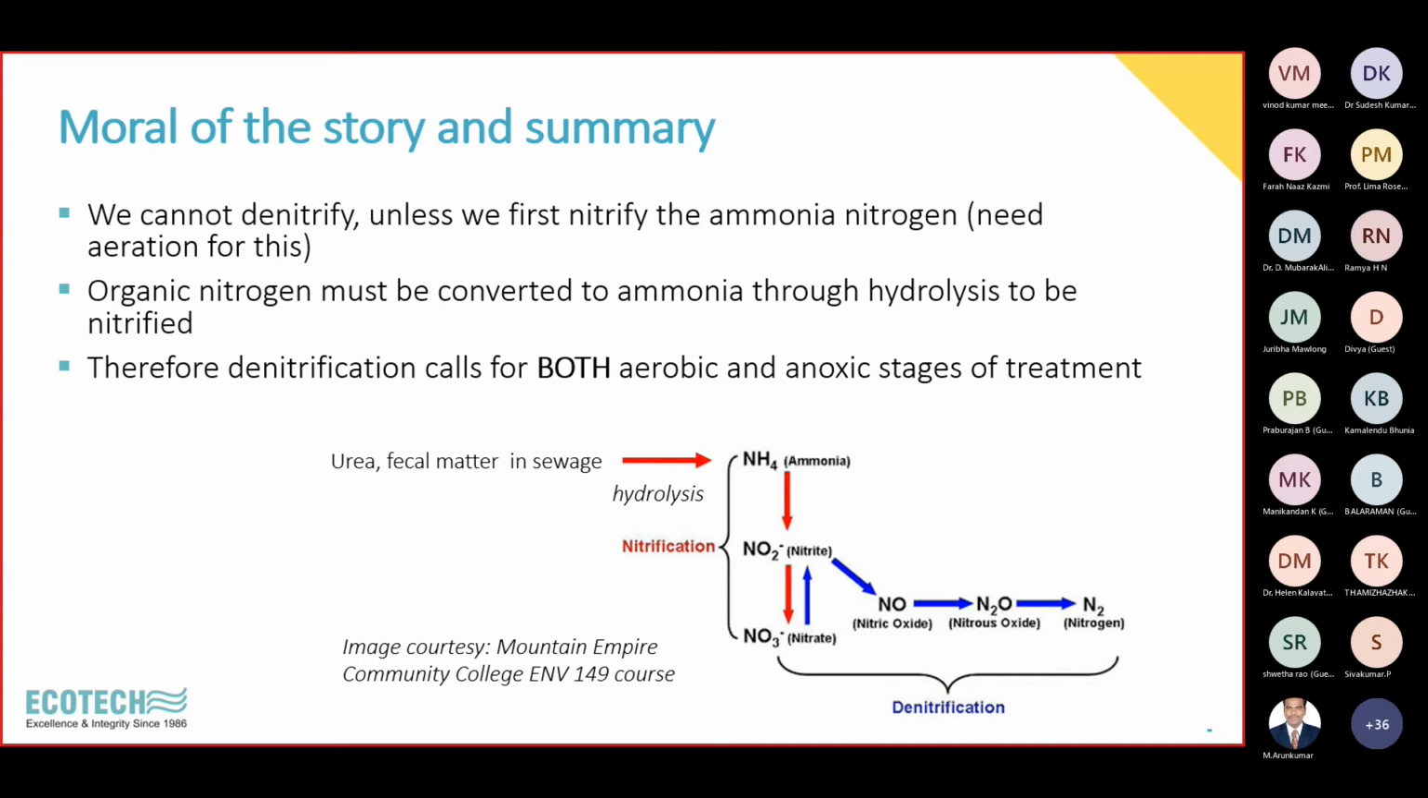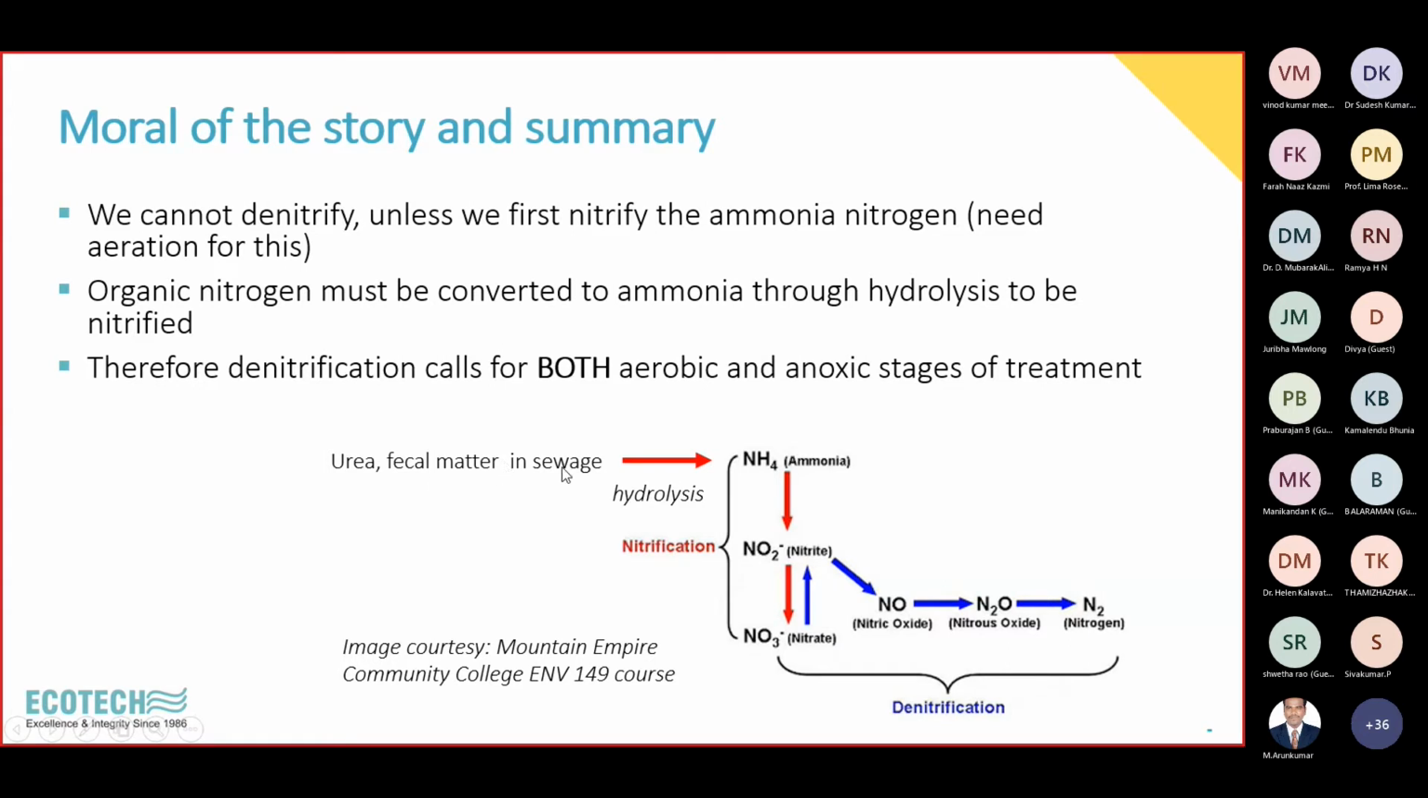So if you go for an anaerobic treatment route, for instance, the DWATS technology we were talking about, the ANBR, the anaerobic baffle reactor technology, the only way to remove ammonia in that particular treatment scheme is by breakpoint chlorination. We cannot denitrify unless we nitrify the ammonia to nitrate. Organic nitrogen must be converted to ammonia through hydrolysis to be nitrified. Therefore, denitrification calls for both aerobic and anoxic stages for treatment.